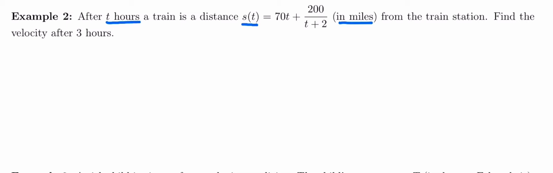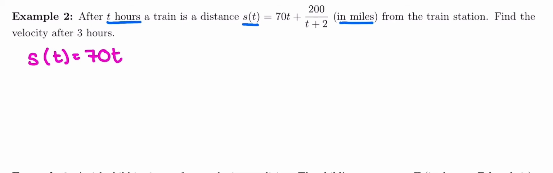So this is another problem where it seems like it's asking you to do one thing, but it's really asking you to do two. So we need to find the velocity function first and then plug in 3 hours. So this s of t, I want to take the derivative of it, but I notice this piece here. I have what looks to be a quotient, but I don't have t's in the top and the bottom, so I'm going to rewrite it so that I don't have to use a quotient rule. So first I'm going to say s of t is 70t plus negative exponents that are in the denominator, so it's going to be 200 times t plus 2 to the negative 1. So we're just rewriting to avoid using the quotient rule if we don't have to.